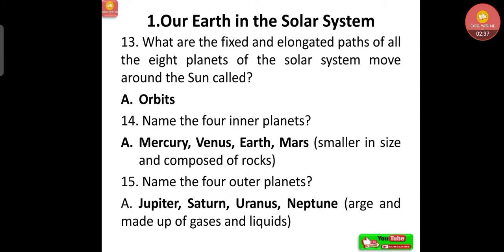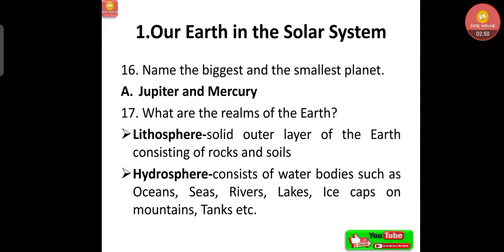Then name the 4 outer planets, that is JSUN: Jupiter, Saturn, Uranus, Neptune. They are large and made up of gases and liquids. Name the biggest and the smallest planet, that is Jupiter and Mercury. Jupiter is the biggest, Mercury is the smallest planet.